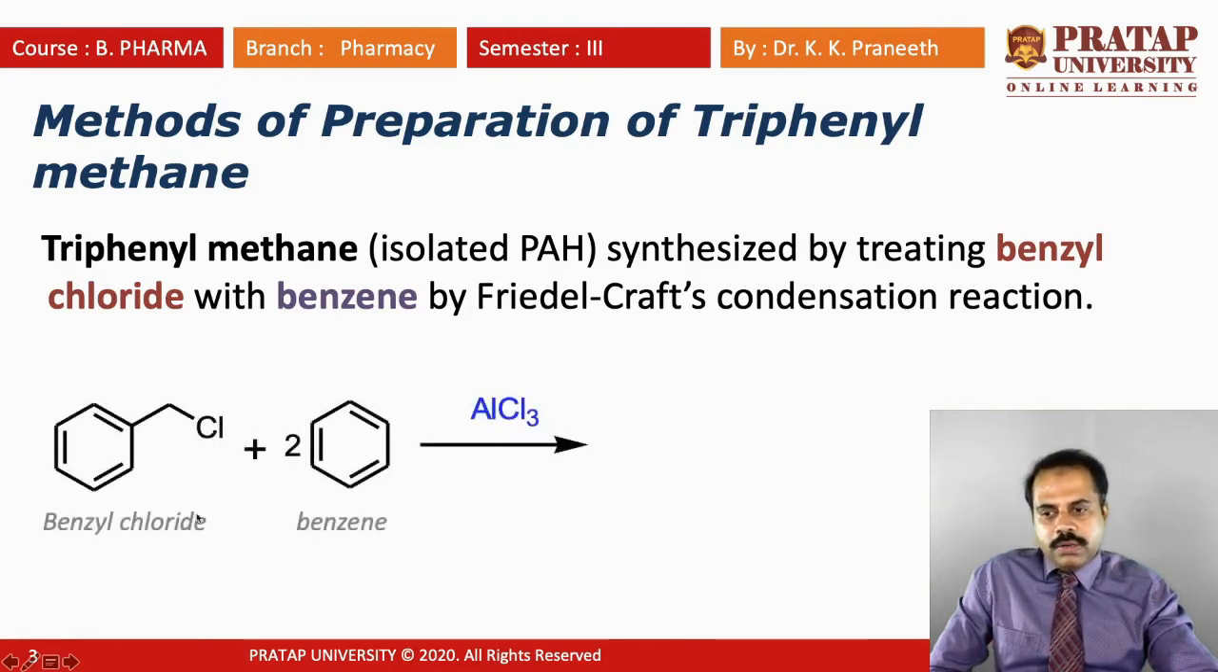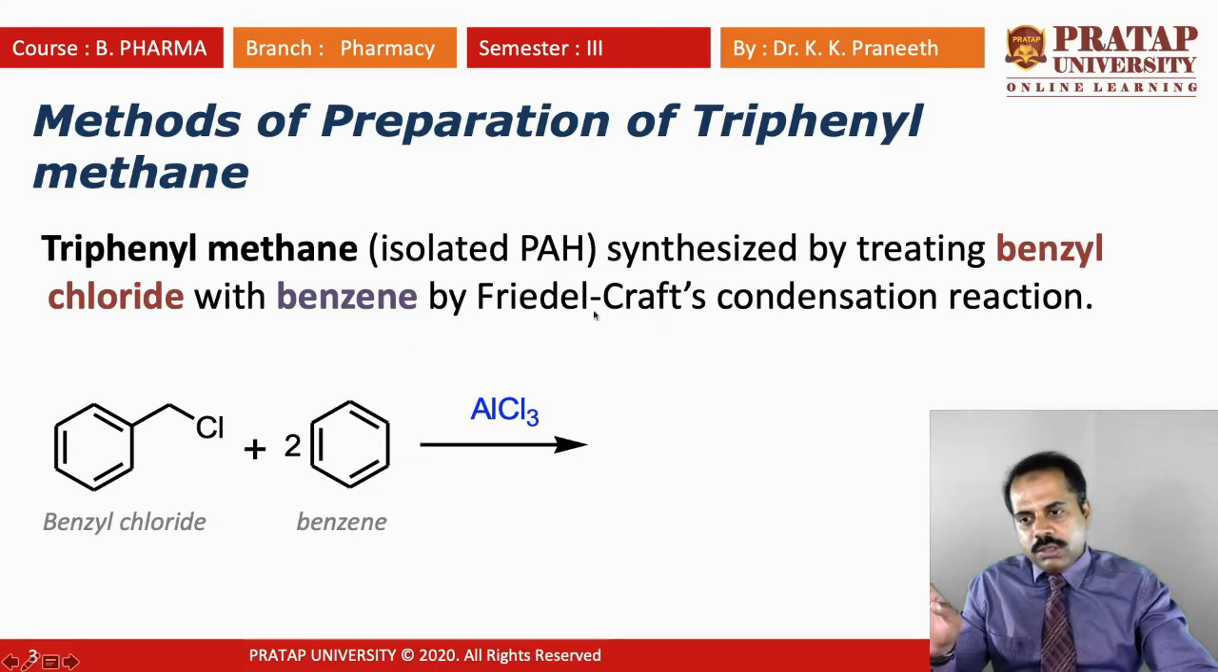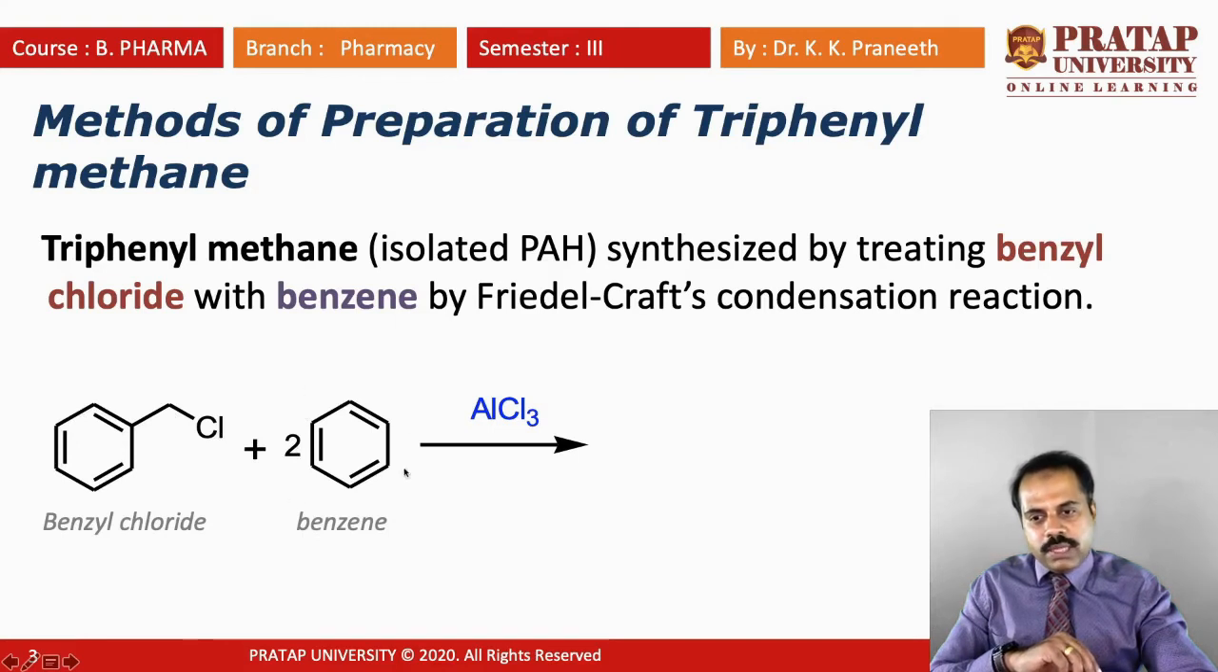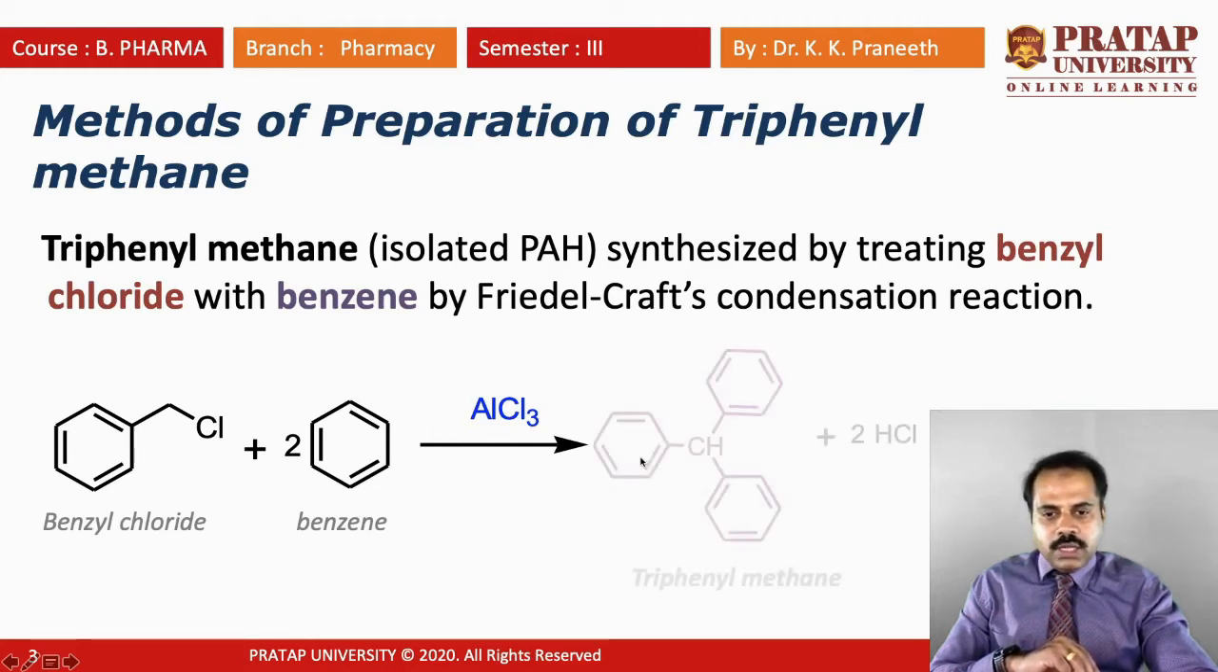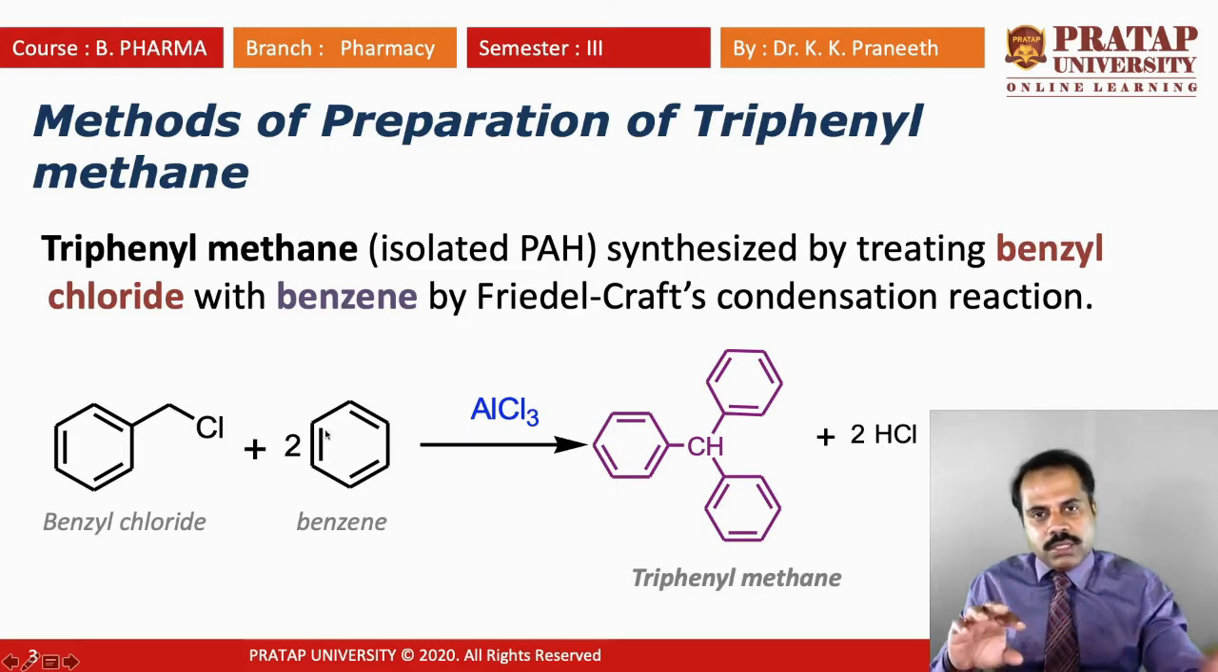So this is benzyl chloride, right? Benzyl chloride, this benzene having a CH2Cl, plus 2 benzene. 2 molecules of benzene are needed because we need 3 aromatic rings in the molecule. One benzene ring is provided by the benzyl chloride, and the other 2 benzene rings are provided by the benzene itself. So you treat with this Lewis acid, the famous Lewis acid aluminum trichloride, AlCl3, and what you will get is triphenyl methane plus 2 molecules of HCl. So 2 molecules of HCl are removed, and 2 benzene rings will be attached here. So it is a simple substitution or condensation reaction. This is how you can prepare triphenyl methane.